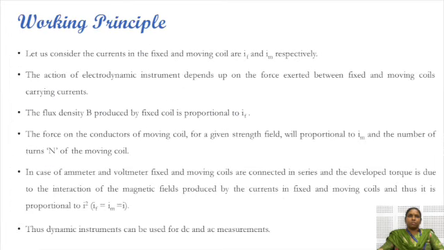The working principle: considering the currents in the fixed coil and the moving coil, represented as IF and IM respectively. The action of the electrodynamic instrument depends upon the force exerted between the fixed and moving coils carrying current. The flux density produced by the fixed coil is proportional to IF. The force on the conductors of the moving coil for a given strength of field will be proportional to IM and the number of turns N of the moving coil. In the case of an ammeter and voltmeter, the fixed and moving coils are connected in series and the developed torque is due to the interaction of the magnetic fields produced. So, the torque will be proportional to I square, where IF equals IM equals I.